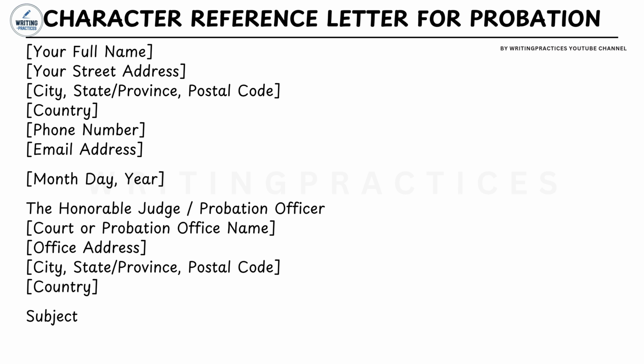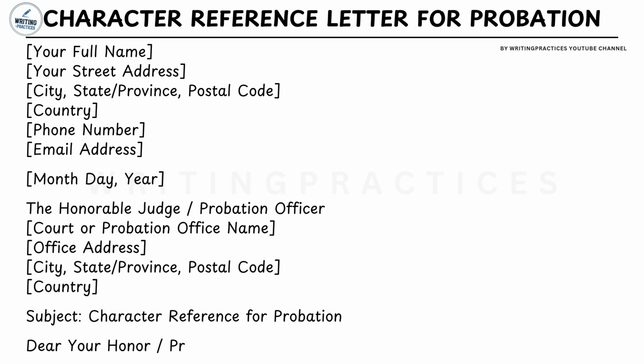Subject line. Now write a clear subject line. For example, subject, character reference for probation. The subject immediately tells the reader the purpose of your letter and helps court staff organize supporting documents efficiently. Salutation. Address the recipient respectfully. For example, Dear Your Honor, or Dear Probation Officer. Using the proper salutation demonstrates respect for the legal process and maintains the professional tone expected in official court correspondence.